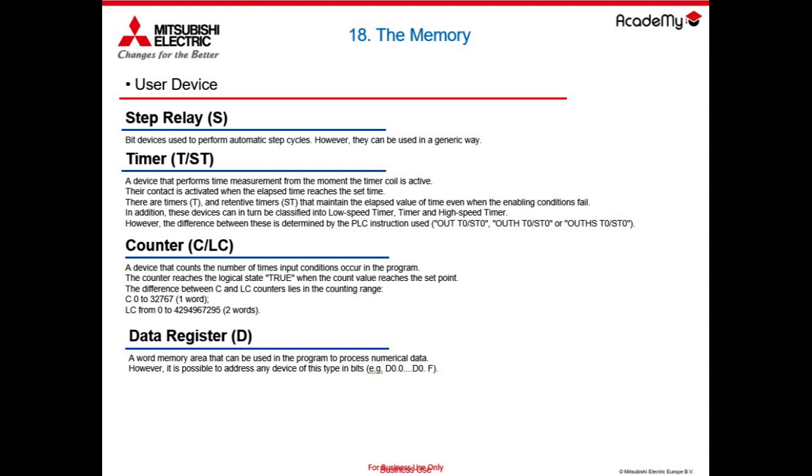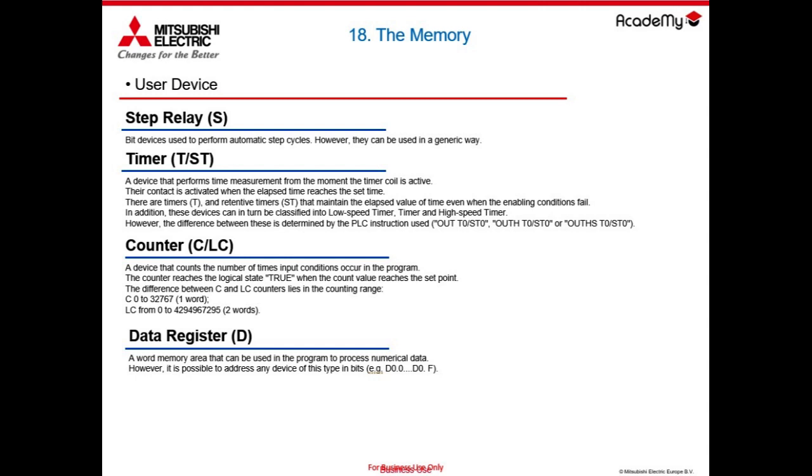OUT refers to a timer in low speed mode. OUT H refers to a high speed timer. Counters, sorry, devices C and RC, are devices that count the number of times that the input condition in the program is verified. This is adjusted by the counters through the instruction OUT C or OUT RC.